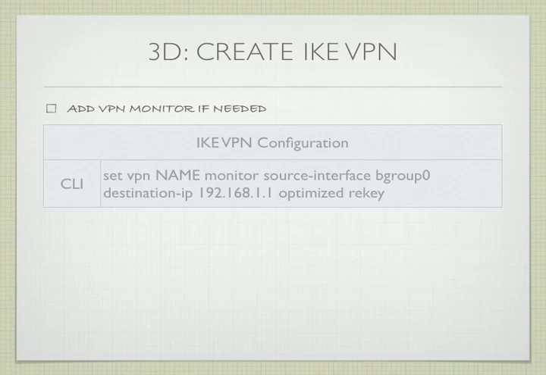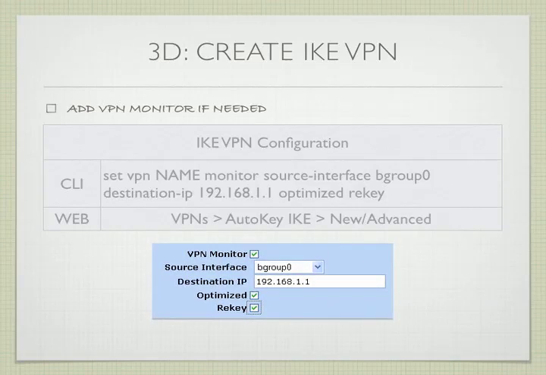In this world, you can actually specify an IP address and a source interface to send a ping across, or you can just use the optimized and rekeys and the defaults as a standard keep alive. In the web interface, this is on the advanced tab of your AutoKey, and you fill it in here to turn on the monitor. Select the specific interface and IP address that you want to ping, and whether or not you want to do the optimize and rekey in the tunnel to keep it alive all the time. As I said, this feature can be used with policy-based VPN as well.